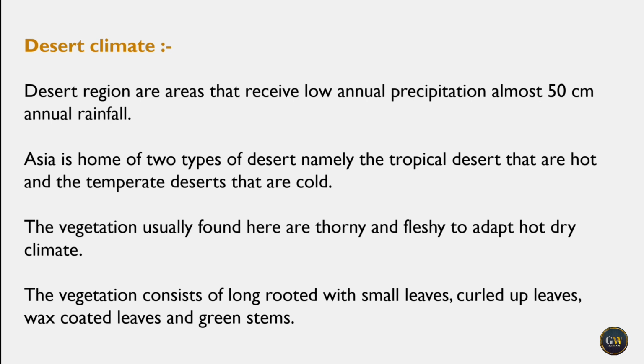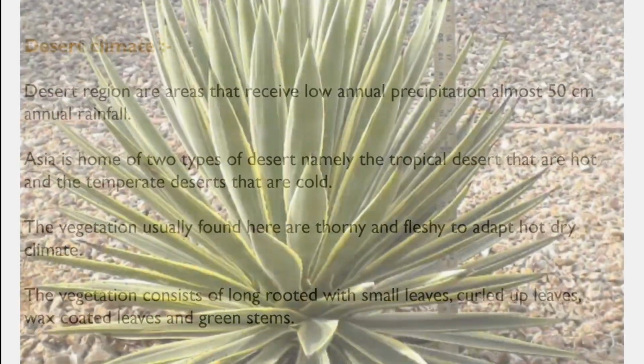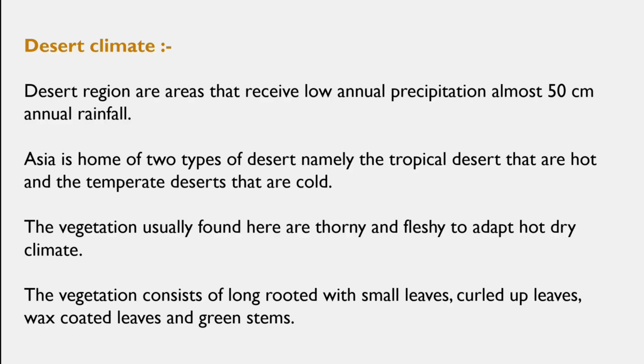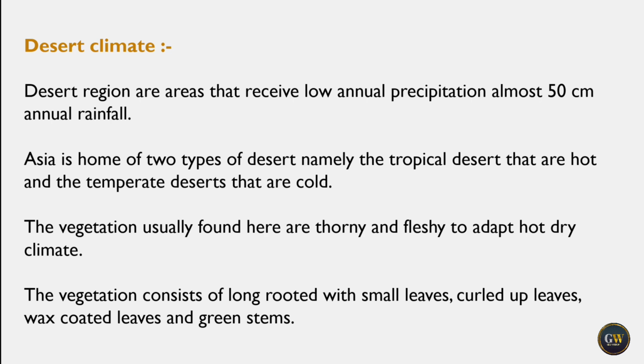To adapt themselves to this harsh, hot and dry climate, the vegetation consists of long-rooted plants with small leaves, curled-up leaves, wax-coated leaves, and green stems. So they adapted themselves in such a manner to survive in hot and dry climatic conditions. These adaptations of long roots, curled-up leaves and green stems help them to store water in their body.